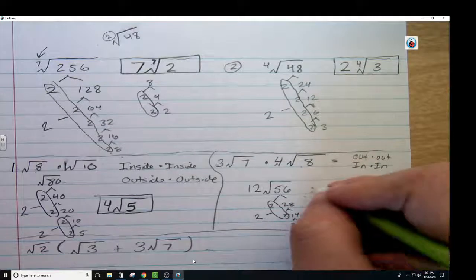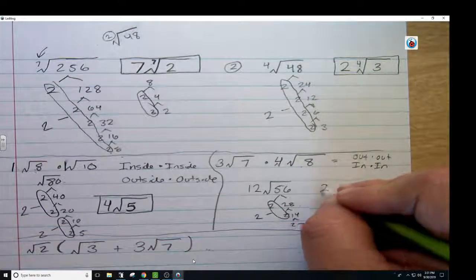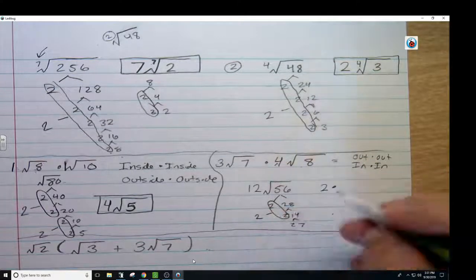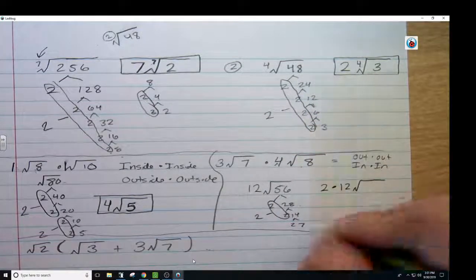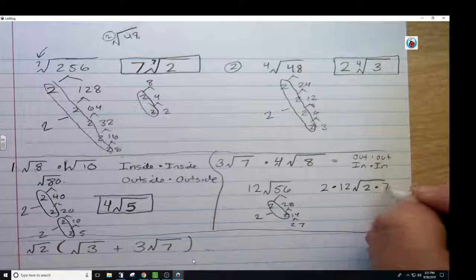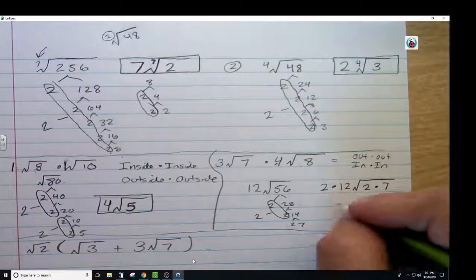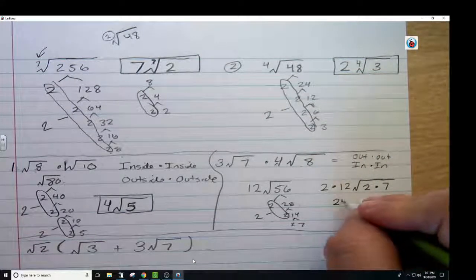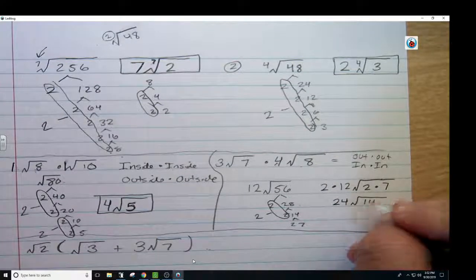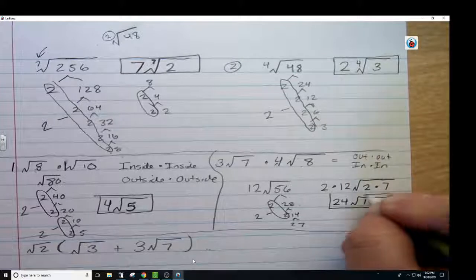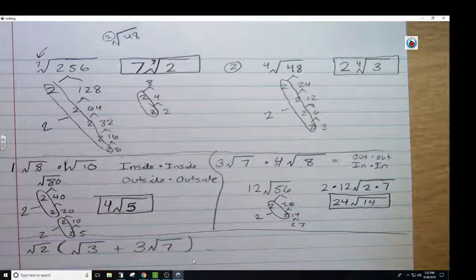So what that's going to look like, expanded out, is 2, which came from here, the 12 that's already there. Make sure you put it back there. And then 2 times 7. Okay, now, multiply it together. 2 times 12 is 24. 2 times 7 is 14. That's your final answer.